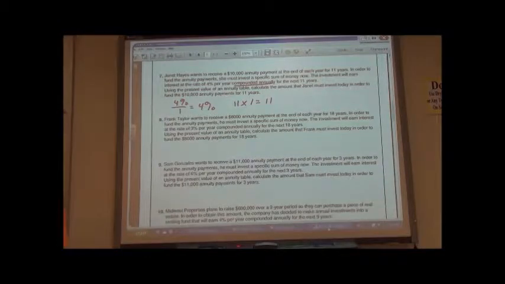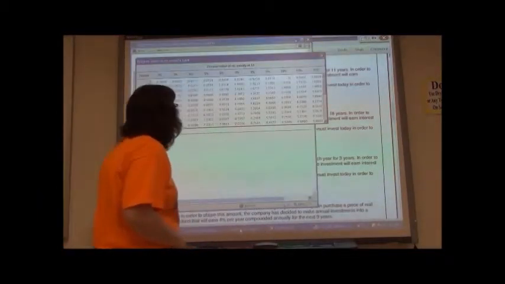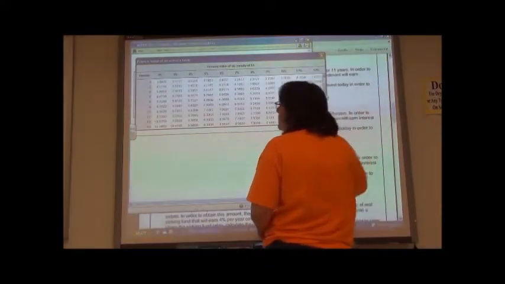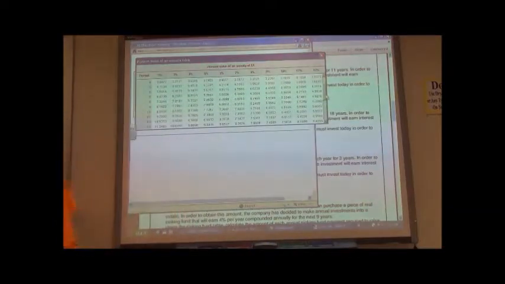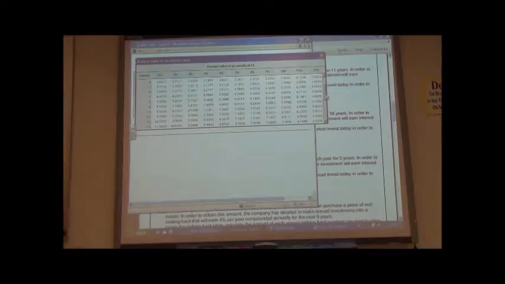So I'm going to look at my table under the 4% and 11 times and look for my number. So 4% and 11 times, if I slide down just a little bit. Again, I'm going to rewrite the number over here to the side so I can remember what it is. So 4%, 11 times, 8.7605.